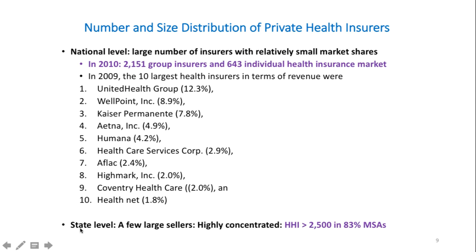Also at the state level, there are only a few large sellers, and we can calculate the market power by the HHI index. We find that the HHI is greater than 2,500 in 83% of metropolitan statistical areas, which indicates that the private health insurance industry in the United States enjoys market power, is highly concentrated, basically an oligopoly, right?